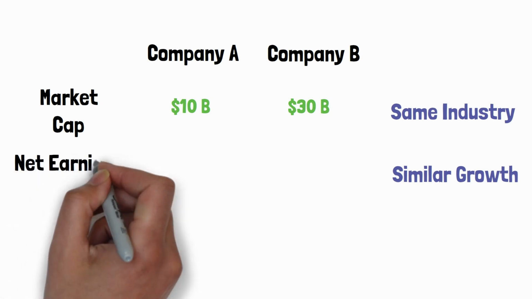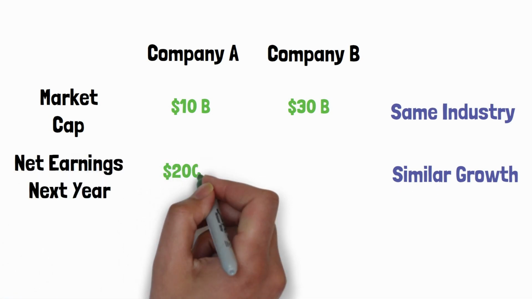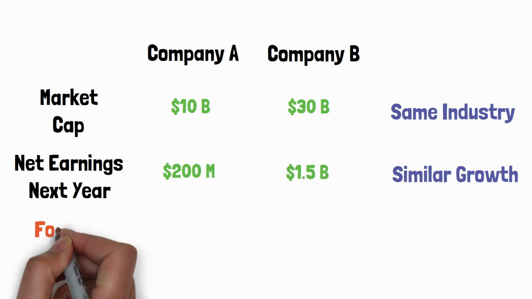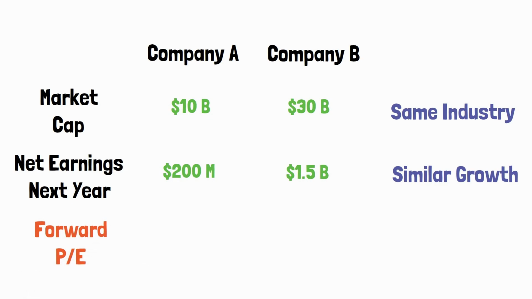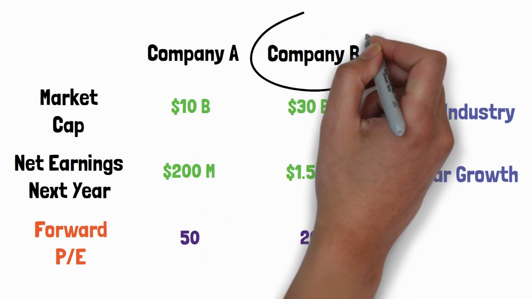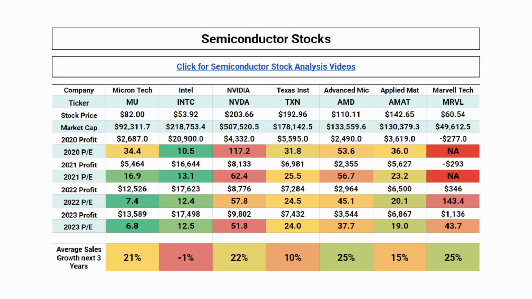Their next year's earnings will be 200 million and 5 billion accordingly. Which one is cheap? If you look at their forward PE ratios, dividing 10 billion by 200 million, we get 50 for company A. And similarly, 20 forward PE for company B. Then we say company B is way cheaper. Let's continue with a real-life example in the semiconductors industry.